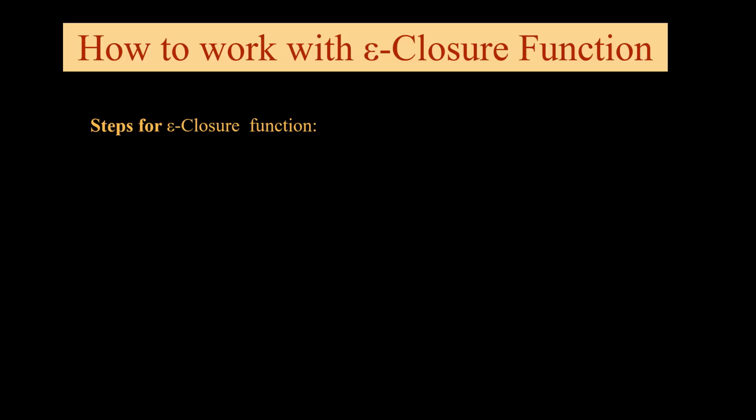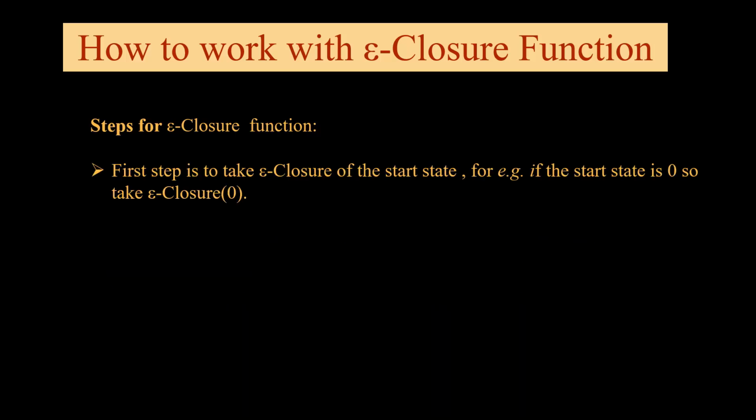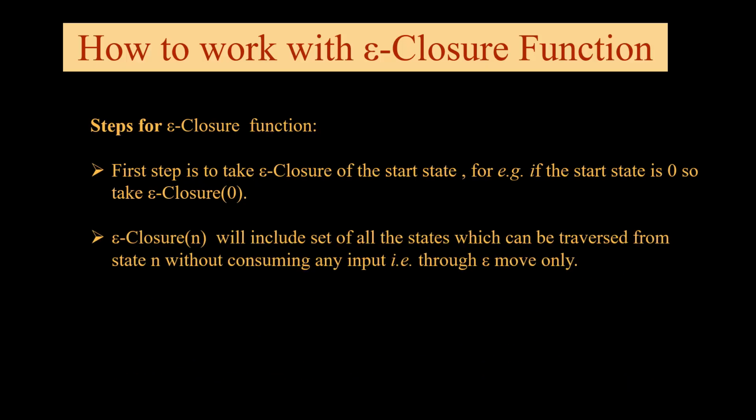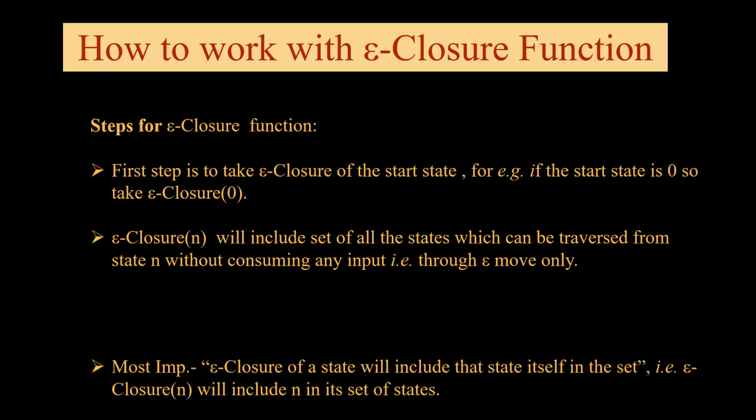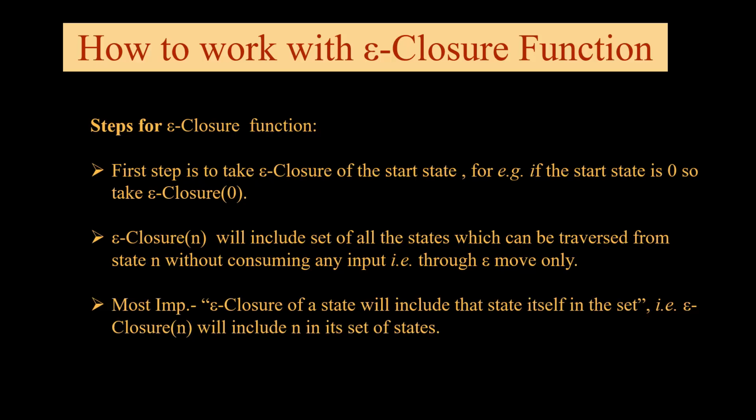In subset construction, we need to work with the E-closure function. What are the steps followed for the E-closure function? First step is to take E-closure of the start state. For example, if the start state is 0, we will take E-closure of 0. E-closure of n will include the set of all the states which can be traversed from state n without consuming any input. That means we only need to consider epsilon moves. And the most important point is that epsilon closure of a state will include that state itself in the set. So E-closure of n will include n.